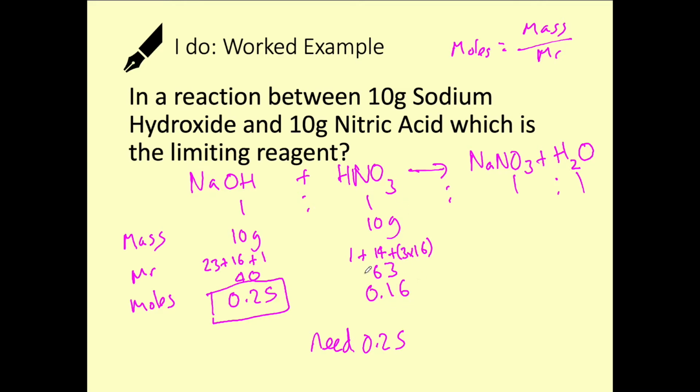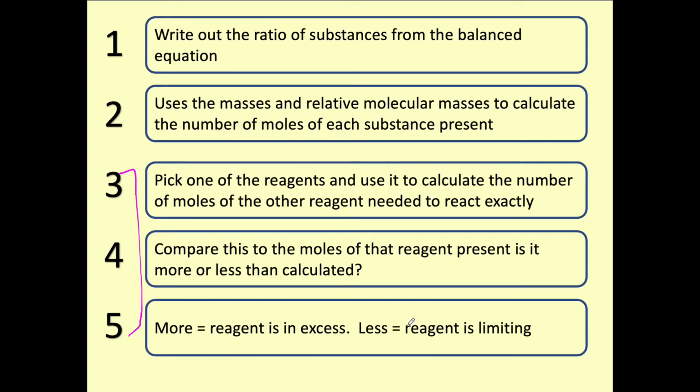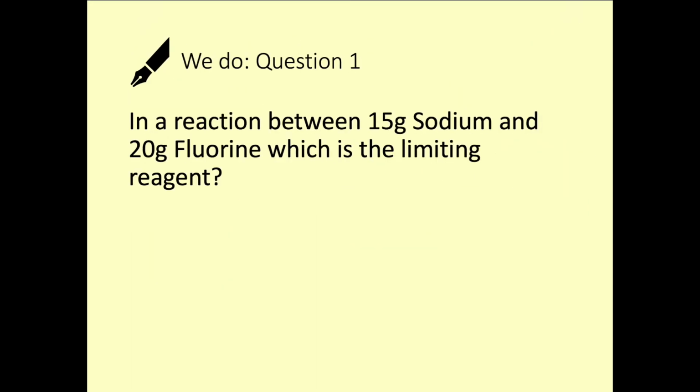So we then look at this amount of our nitric acid, and we see that 0.16 is less than 0.25, and therefore our sodium hydroxide is in excess, and this being less is our limiting reagent. So when we're looking at step 5, our less was our nitric acid there, because this is less than what is required. So we're now going to have a look at question 1 on the side by side.